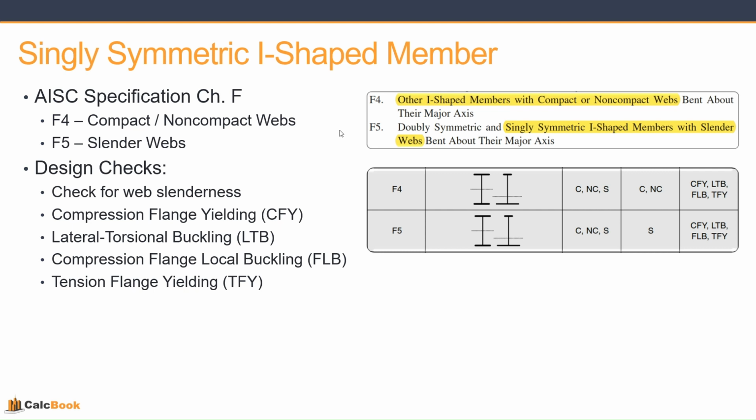And the different limit states or design checks that we're going to be looking at today: first, we're obviously going to check for the web slenderness to see which chapter we fall into. And then we'll be looking at compression flange yielding, lateral torsional buckling, compression flange local buckling, and then tension flange yielding. And that is going to be the same for Chapter F4 or F5.